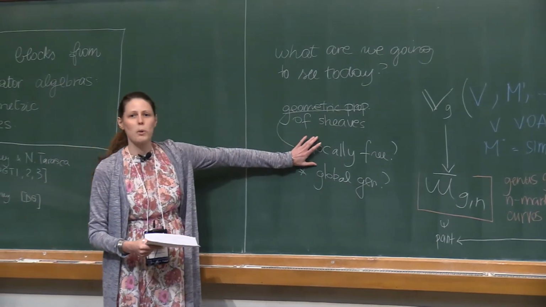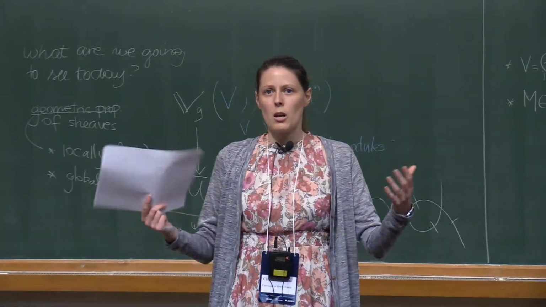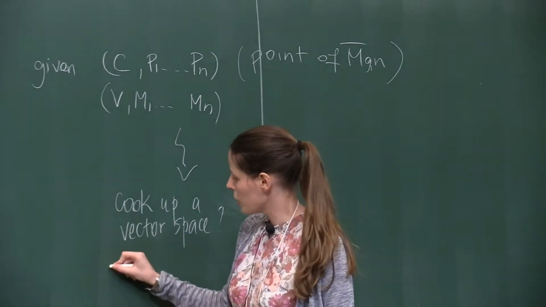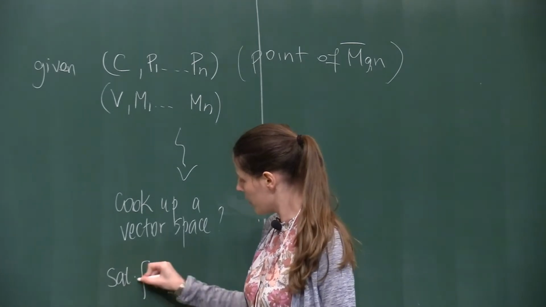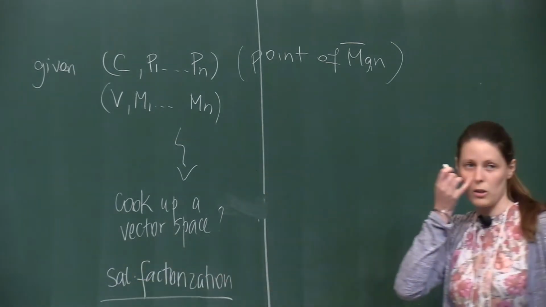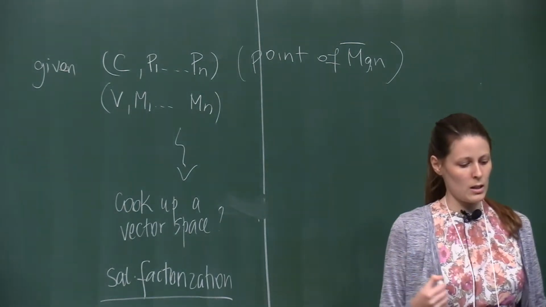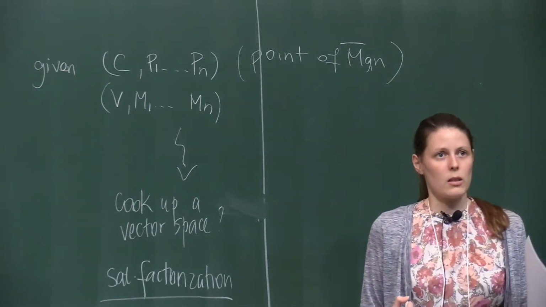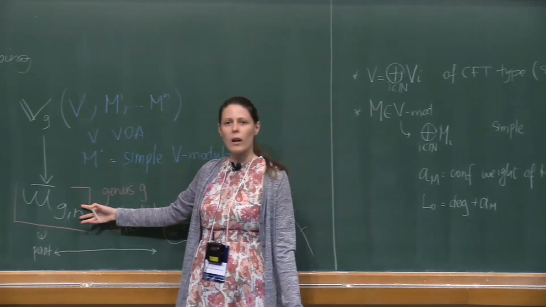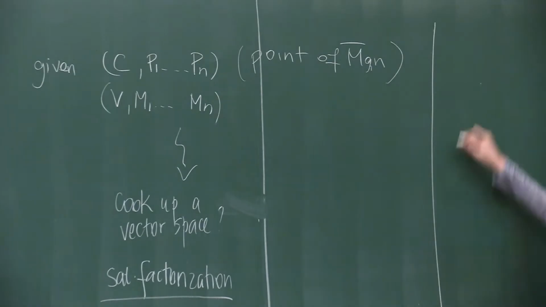beside this property of being locally free underlies a more important property, which is factorization. So maybe let me say that I want to cook up a vector space, and this should sort of satisfy factorization. And I'm going to explain what this means in a second. So maybe I first want to give an intuitive idea. So the idea is that on this space, M_{g,n} bar, I have curves which are smooth, the intuitive idea.